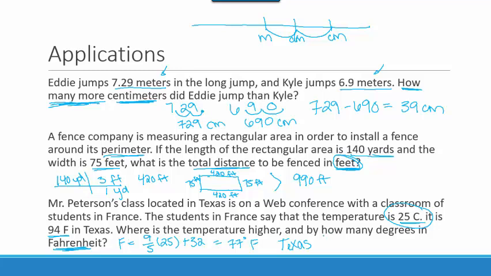But then it says by how many degrees? So we want to know how many more. So we're going to do 94 minus 77. And so there's a difference of 17 degrees Fahrenheit.